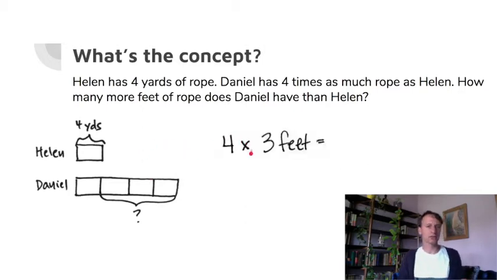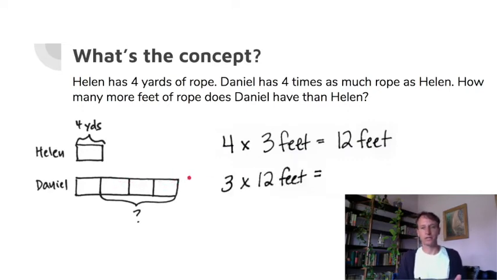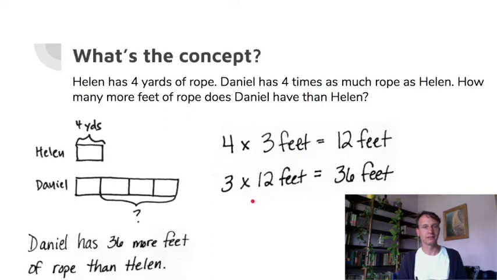So 4 times 3 feet. Why did I do that? Okay, it's 12 feet. Because these are 3 feet. Okay. 3 times 12 feet, 36 feet. And that's it. We're done. Daniel has 36 more feet of rope than Helen. You see how it works? All right, good. See, we made that one nice and easy.